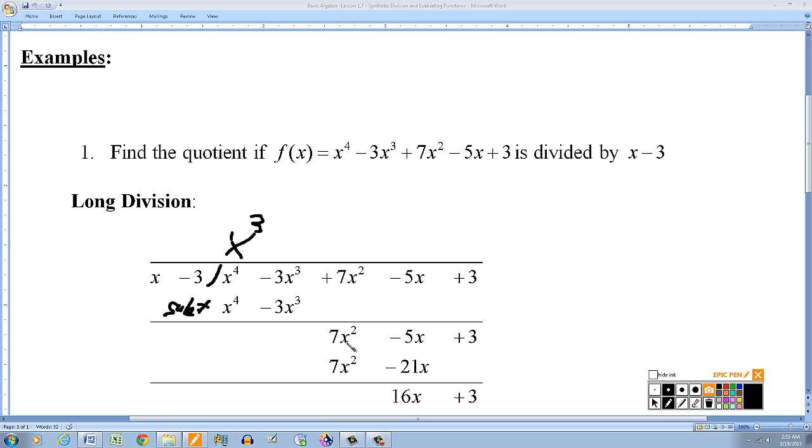Okay, so now this becomes my new dividend, and I just keep repeating this procedure until the remainder has degree smaller than the divisor. The divisor has degree 1. Here my remainder, if I were to stop here, would be 7x squared minus 5x plus 3. So I continue with division. The x against divides the 7x squared. That gives me a plus 7x.